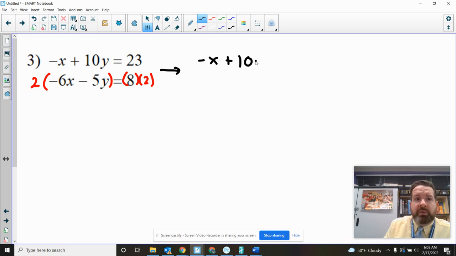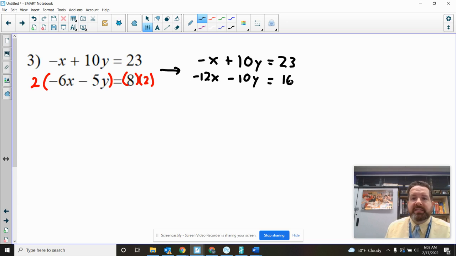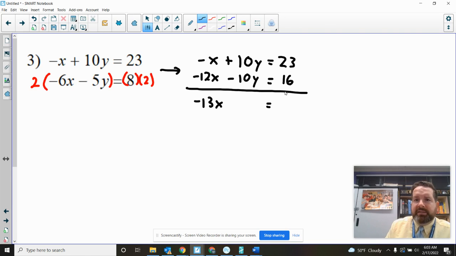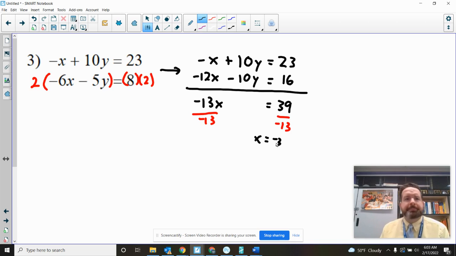-x plus 10y. We didn't change the top equation at all. On the bottom, 2 times -6, that's -12. 2 times -5y, -10y. There's my set of opposites. And then over here is a 16. Let's add them up. -13x's, y's eliminate, is 39. Divide then by the -13. And we end up with an x of -3.